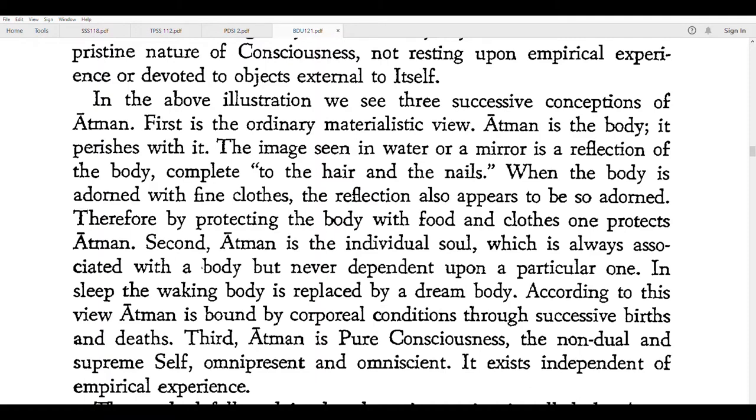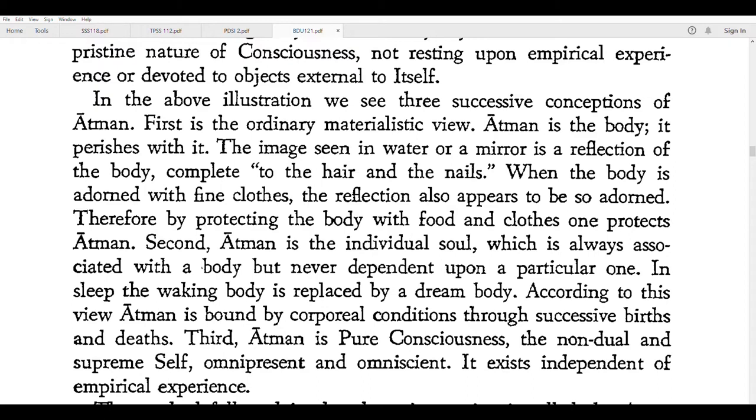Atma is the body, it perishes with it. The image seen in water or a mirror is a reflection of the body, complete to the hair and the nails. When the body is adorned with fine clothes, the reflection also appears to be so adorned. Therefore, by protecting the body with food and clothes, one protects Atma.